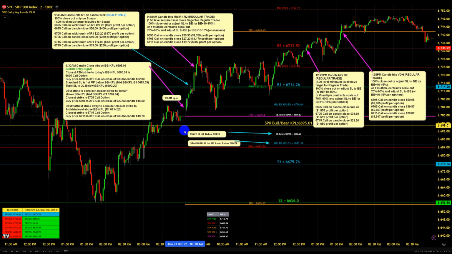Now, there are some instances where you would not take a trade on the opening candle even though it closed above or below the bull bear KPL. These happen on a few occasions a year, where the candle is going to open and close way outside of R1 on the upside, or way below S1 on the downside. When you see something like that, that is too far out of range for taking a trade based on the bull bear key price level.